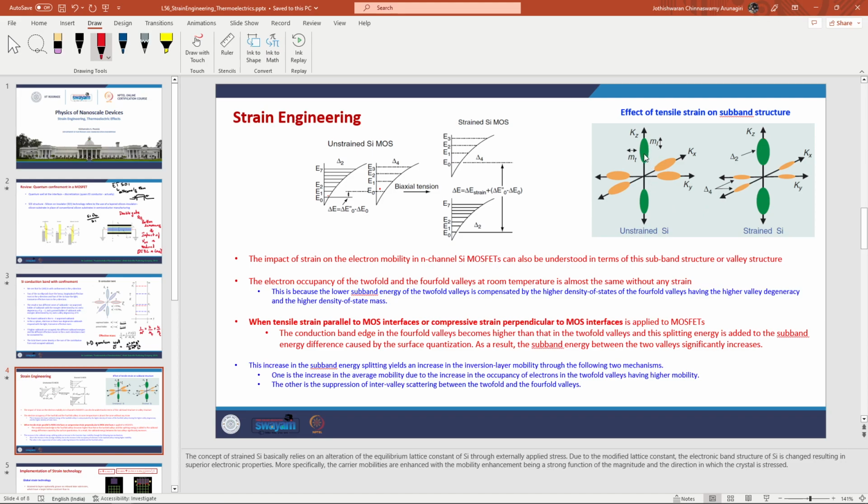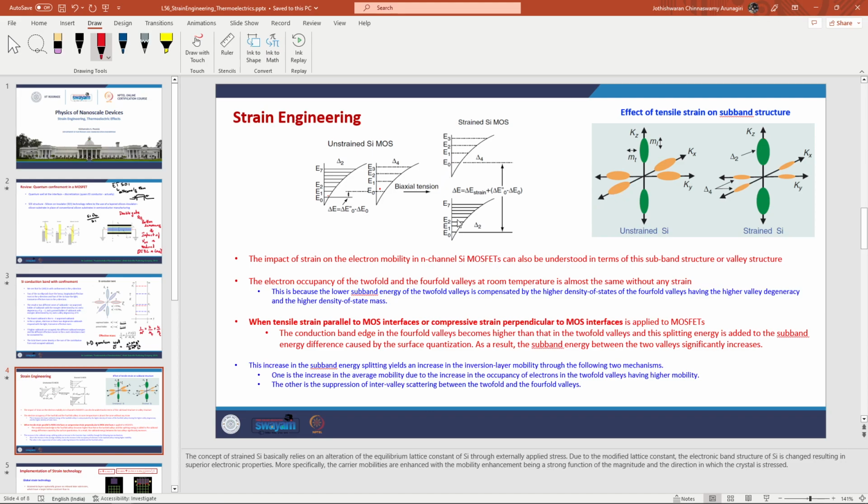However, in the previous case, in the unstrained case, all of these six bands had the same energy, so they were degenerate. So electrons could actually move relatively freely from one of these subbands to another without any restrictions.